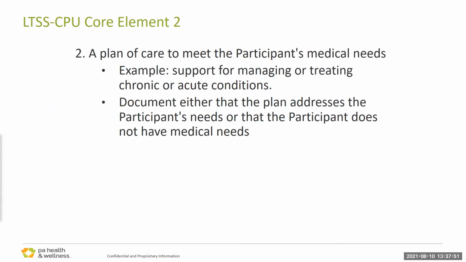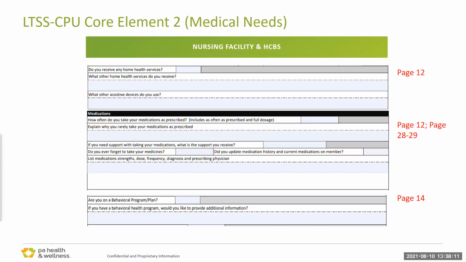All right, so CPU core element 2 is going to be a plan of care to meet the participant's medical needs. An example of that is basically support for managing or treating chronic or acute conditions. So you're going to document that the plan addresses the participant's needs, or that the participant does not have medical needs. Go to the next one.